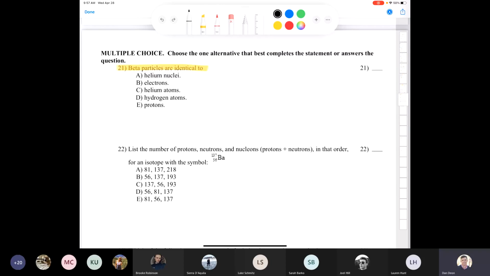Question 21 says beta particles are identical to... So a beta particle is a fast-moving electron. So we'll put here a fast-moving electron. All right. So we represent the beta particle as having no mass and having a -1 effect on the nucleus. And so we have a fast-moving electron, and so it is essentially an electron.